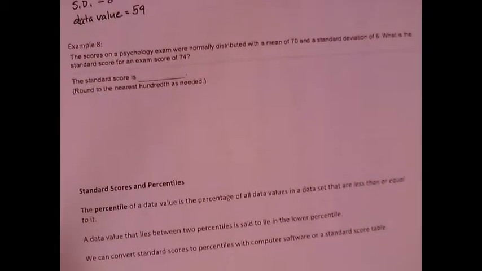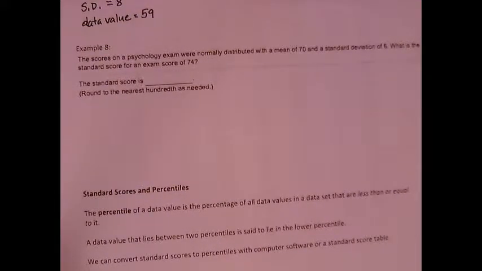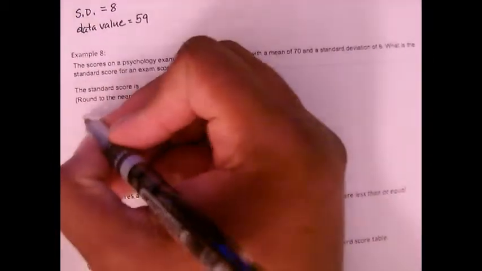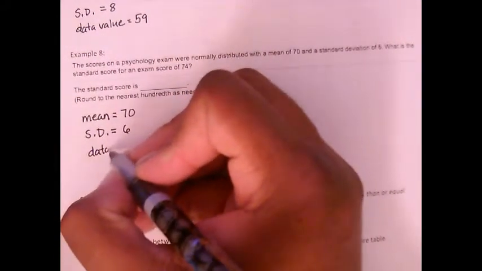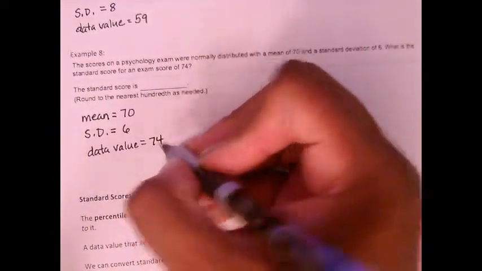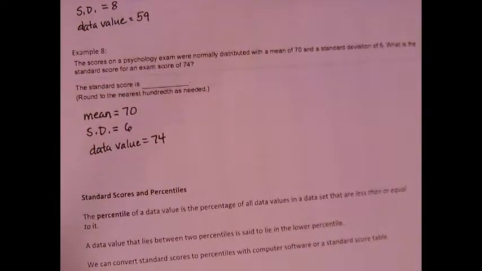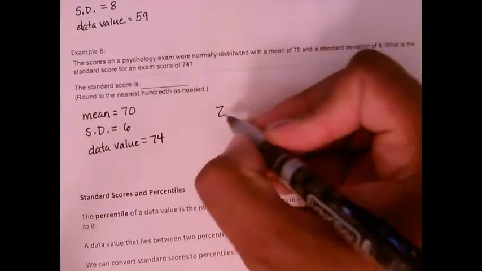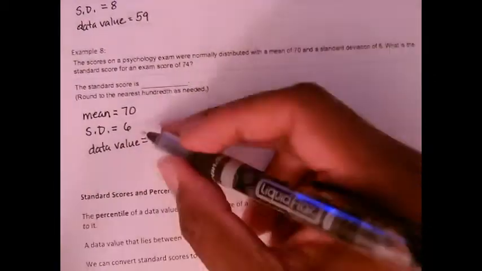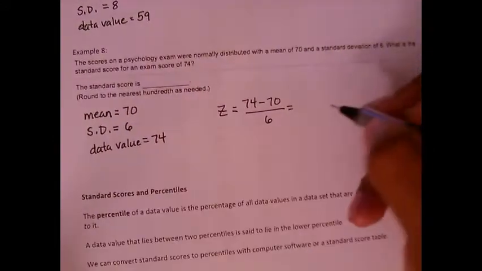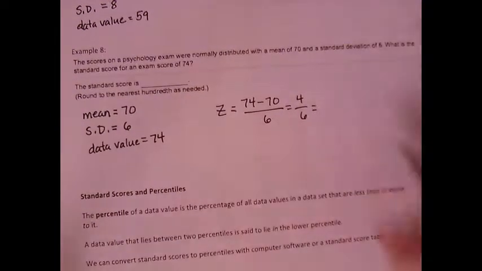And here's one more of these. The scores on a psychology exam were normally distributed with a mean of 70 and a standard deviation of 6. What is the standard score for an exam score of 74? Okay, so here the mean given to us was 70, the standard deviation was 6, and the data value 74. Now we want to find that Z-score, or standard score, for the exam score 74. So your Z is going to be the data value minus the mean, that's 74 minus 70, divided by your standard deviation of 6. If I do 74 minus 70, that will give me 4. And then 4 divided by 6.